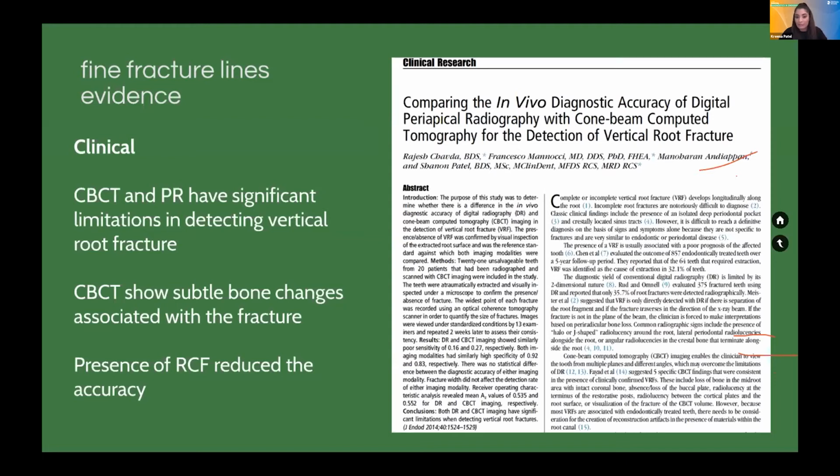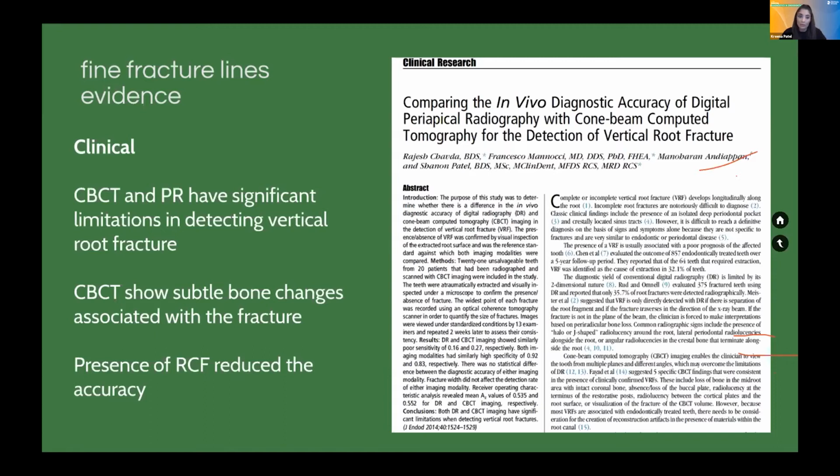So this was a really interesting study. It was done by Chavda et al., so at King's College London. And what they looked at was teeth that they suspected had cracks. They took a PA and they took a CBCT, and then they extracted the tooth, and then they found out, was there actually a fracture in the tooth or not?